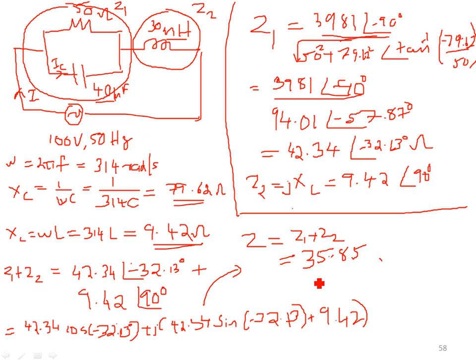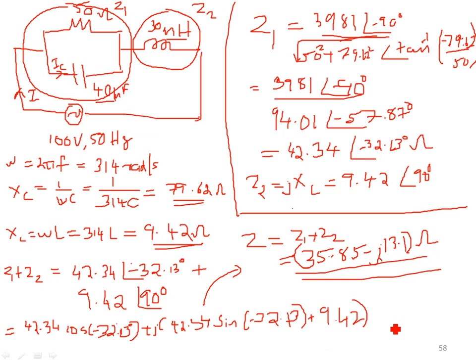Now you add these two terms, that is 42.34 into sine of minus 32.13 plus 9.42. So the answer is minus 13.1. So minus j 13.1. So this is the effective impedance of the circuit. The effective impedance of the circuit is 35.85 minus j 13.1.